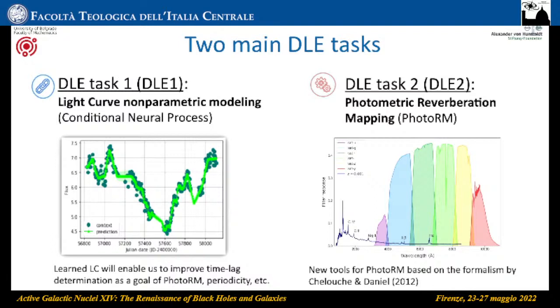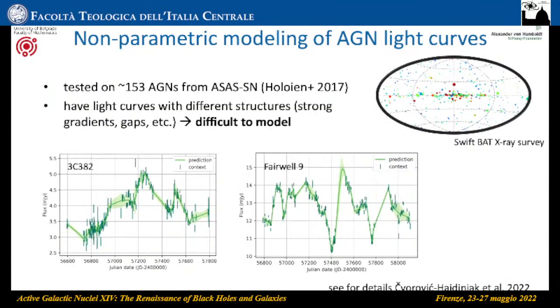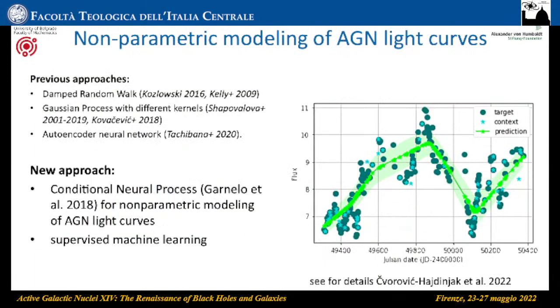You have probably heard about the red noise, which is described by the power spectrum, describing basically the randomness. The most important and well-known model to model the light curves is the damped random walk model. And there has been recently some attempt to use machine learning approaches.